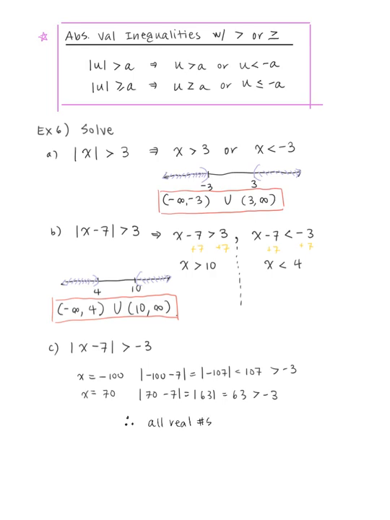Okay, so which means that in interval notation, let's go with the graphical notation. Here's negative infinity to positive infinity. Now all real numbers means that it's defined all along that number line. So in interval notation, we're going to have negative infinity to infinity. And this is going to be our answer.